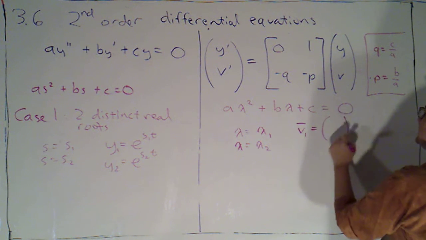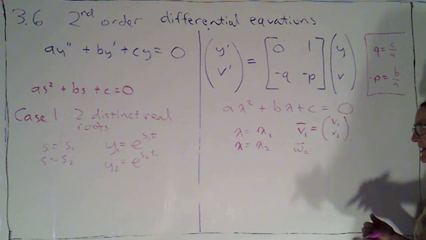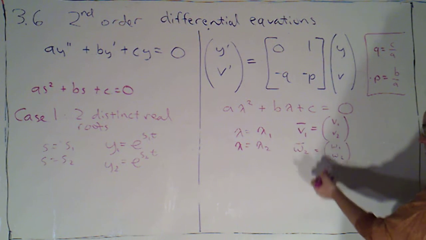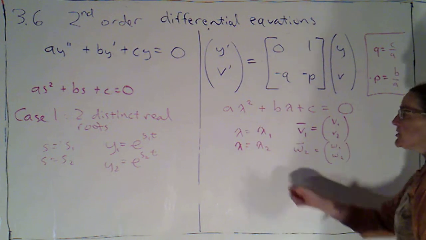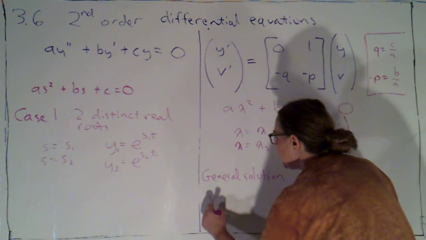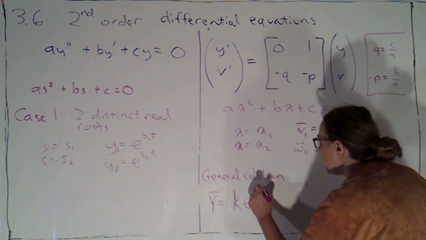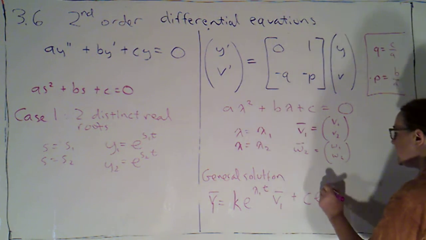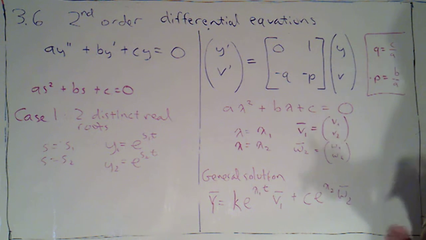I'm going to call this one v1 with components v1, v2. I'm just going to call the corresponding eigenvector here w2. There isn't a w1, but that just allows me to call the components w1 and w2. So I can use w's here and v's here. But I'm using a subscript of 2 on the vector to say that it goes with lambda 2. So I know that over here, the general solution is going to be y equals k copies of e to the lambda 1 times t times v1 plus c copies of e to the lambda 2 times w2, where k and c are just arbitrary real numbers.